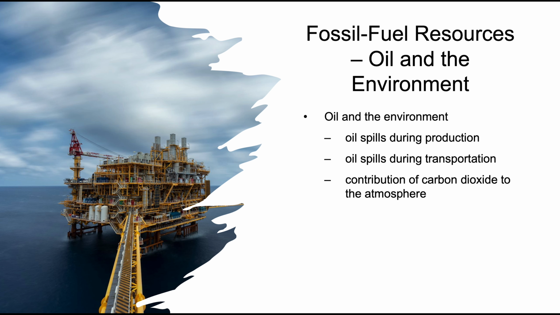Now, oil in the environment has a different yet similar set of problems. Oil can easily spill during production, as we saw with the Deepwater Horizon disaster of about 10 years ago. Oil can spill during transportation, carried by pipelines or trucks or trains. It's often dumped from those carriers, and it forms carbon dioxide when it's consumed, which enters the atmosphere and again functions as a greenhouse gas to warm the atmosphere.